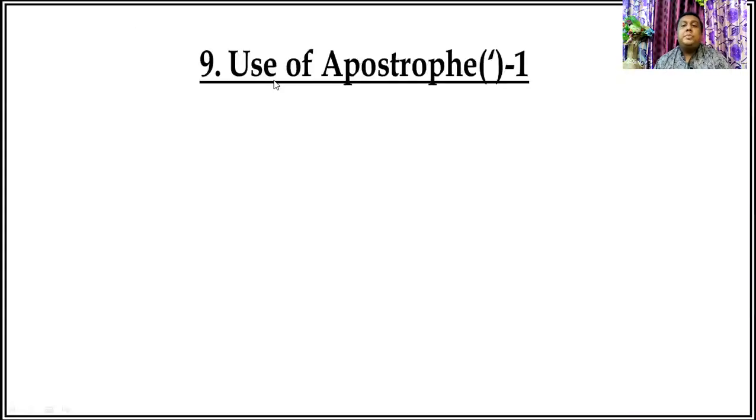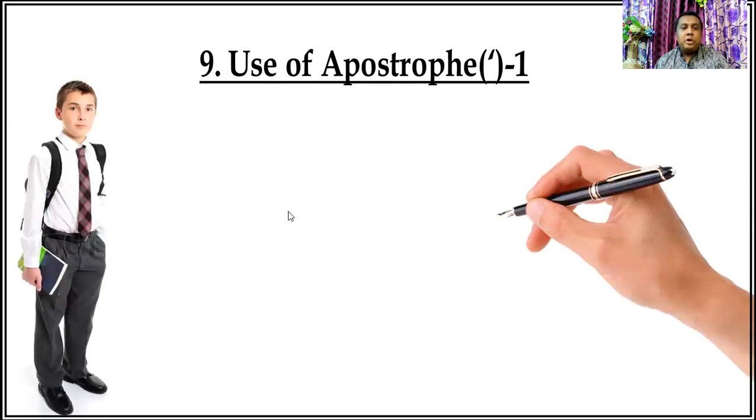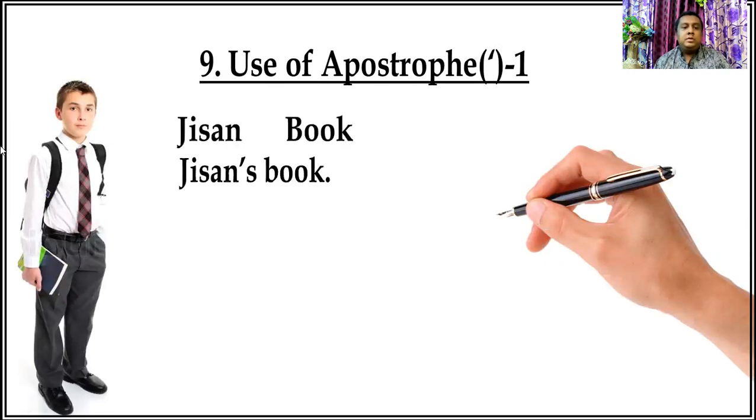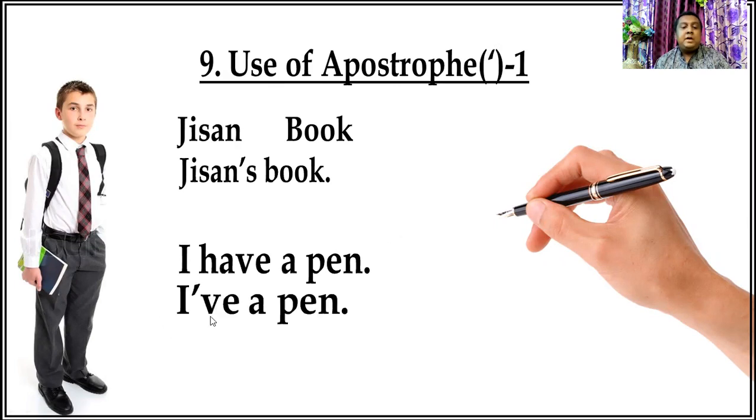Now the use of apostrophe. Here you see a schoolboy, Jisan, and a book. Jisan has a book, so the apostrophe is used to shorten the sentence: Jisan's book. I have a pen. So apostrophe is used to shorten the word.